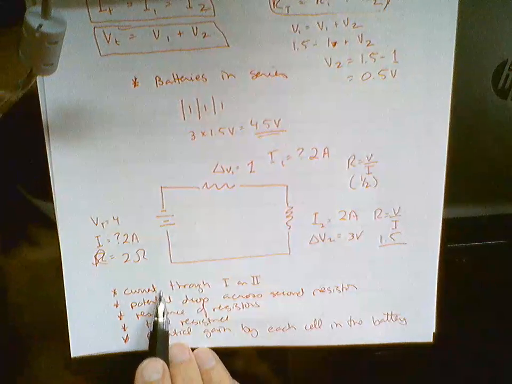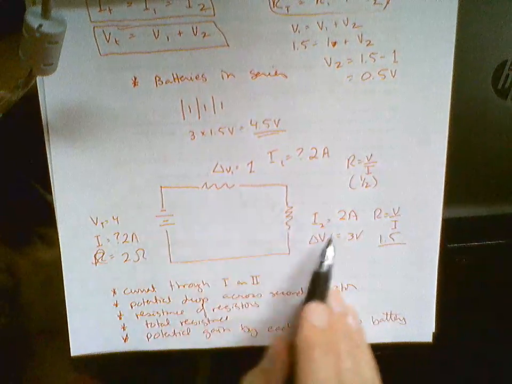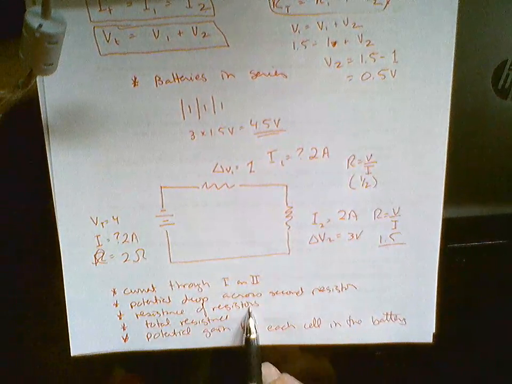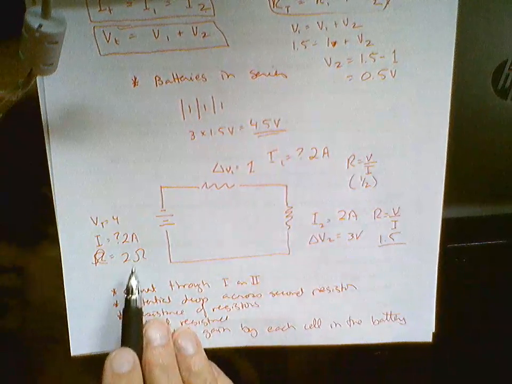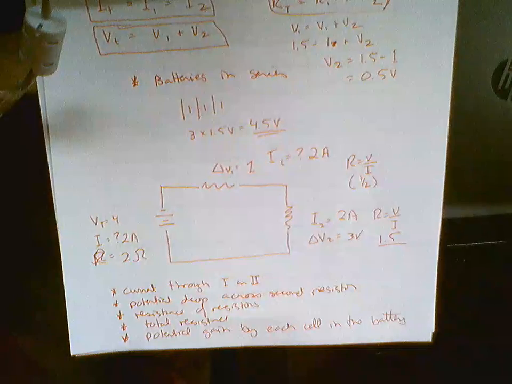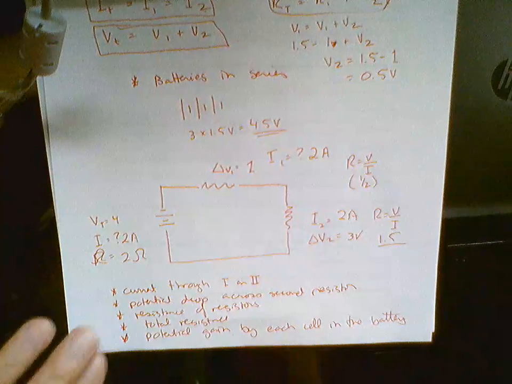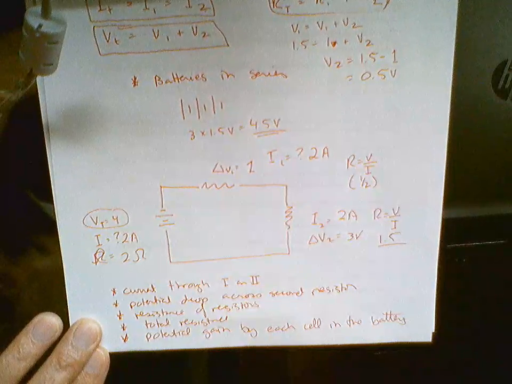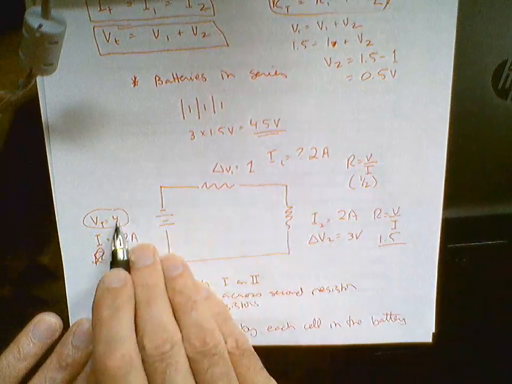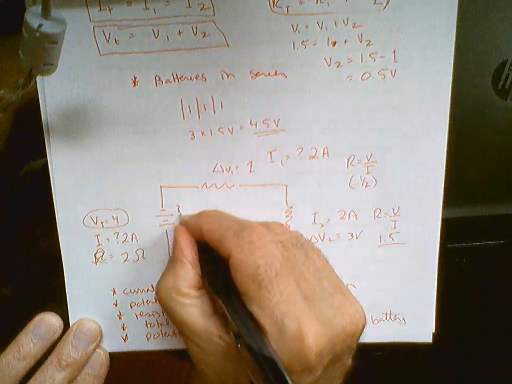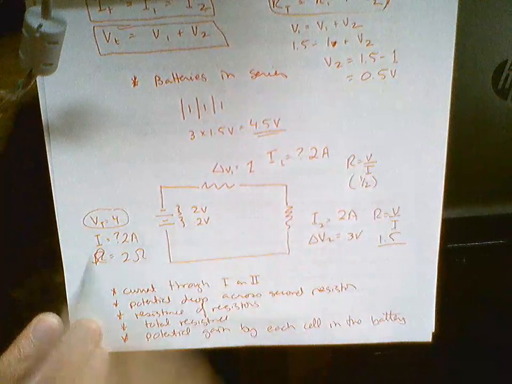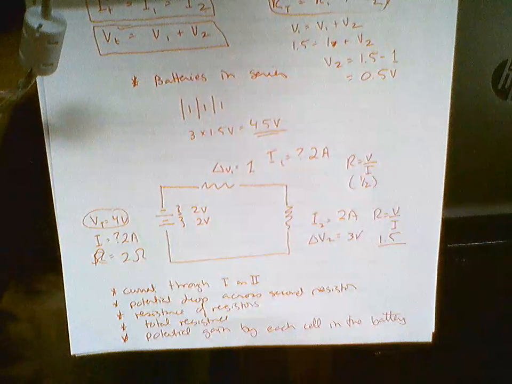So we've answered the question, what's our current running through 1 and 2? Potential drop across the second resistor we addressed. Resistance of the two resistors we've addressed, and we got our total. Potential gain by each cell in the system. Well, we know our voltage is 4 total for the whole system. We figured that out, or we were given this. So we've got 2 cells. So if we have 2 cells, that's 2 volts each to get that 4 volts all together.